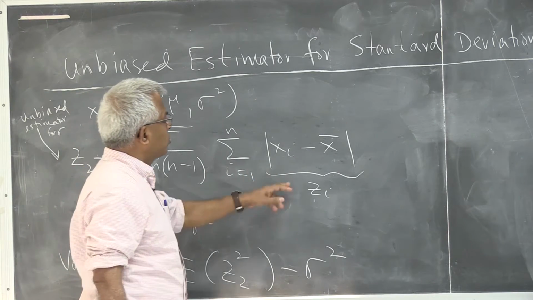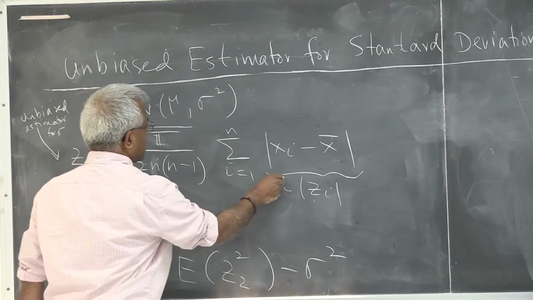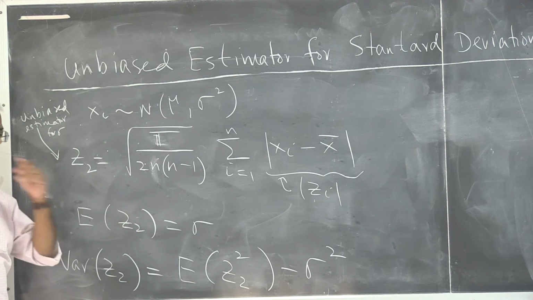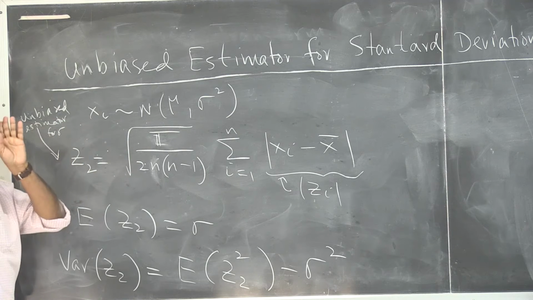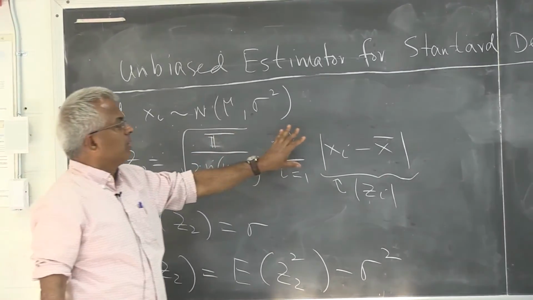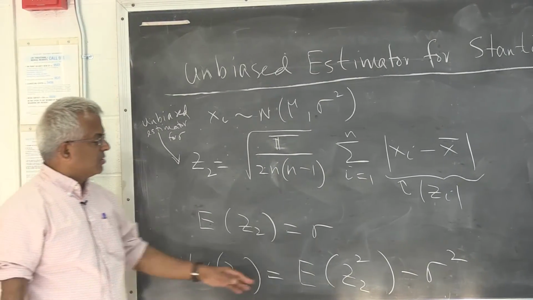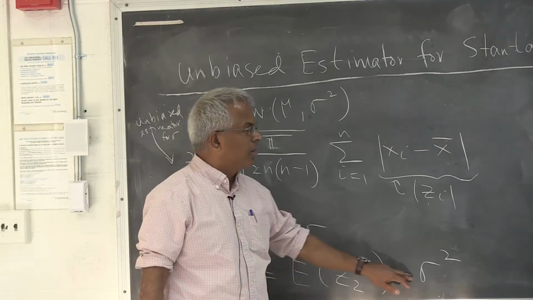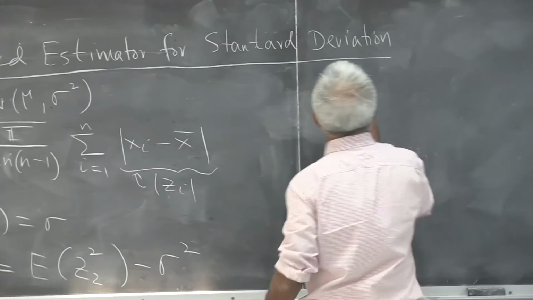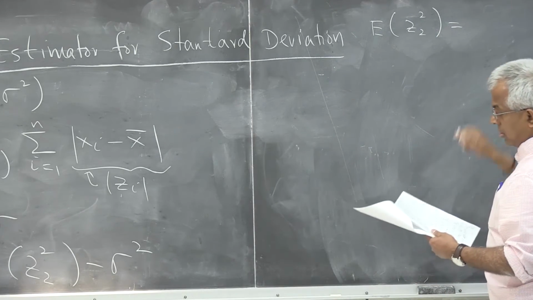Let me call this quantity the absolute value of Zi, just for notation's sake. So what we have shown is that the expected value of Z2 is sigma. In other words, this is an unbiased estimator for sigma, the standard deviation, based on the observations. Look at here, it only involves the observations. Now the final job is to find its variance. So the variance is the expected value of the square of the random variable minus sigma squared. So the bottom line is how to find this. So this is going to be a constant.